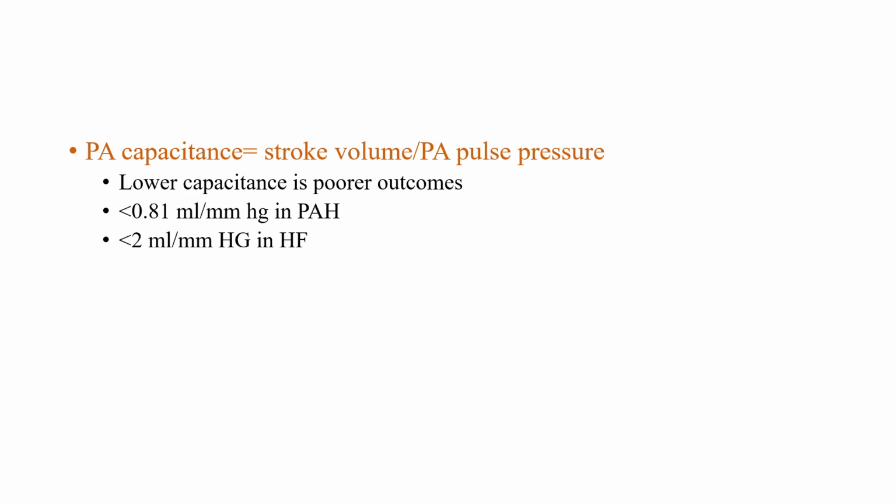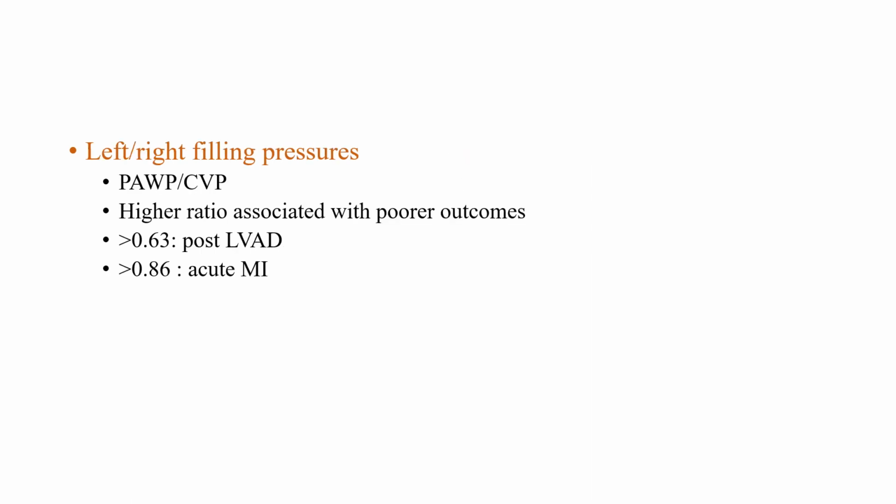It is stroke volume divided by pulmonary artery pulse pressure, that is pulmonary artery systolic minus pulmonary artery diastolic pressure. Lower values mean poor outcome, that is, capacitance should be more, it should be able to hold more blood. Less than 0.81 ml per millimeters of mercury is seen in pulmonary artery hypertension, and less than 2 ml per millimeters of mercury is seen in right heart failure. Next is left by right filling pressures, left pulmonary artery wedge pressure divided by CVP. Higher values indicate poorer outcomes.